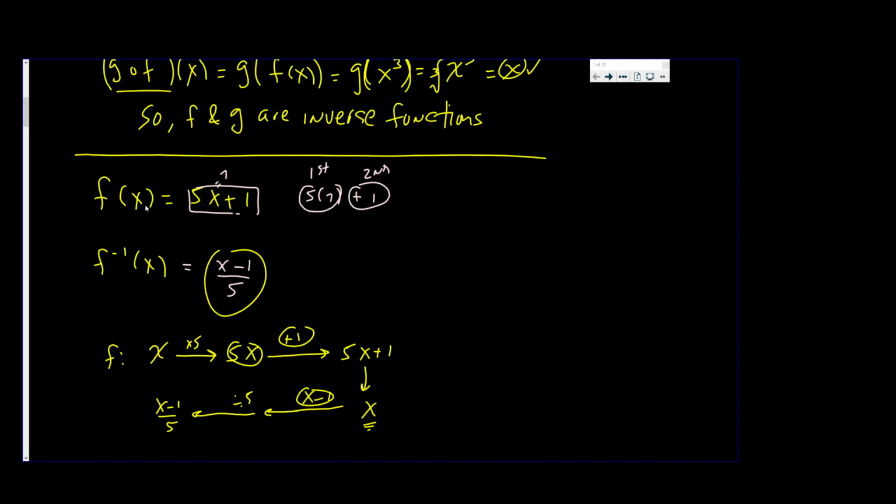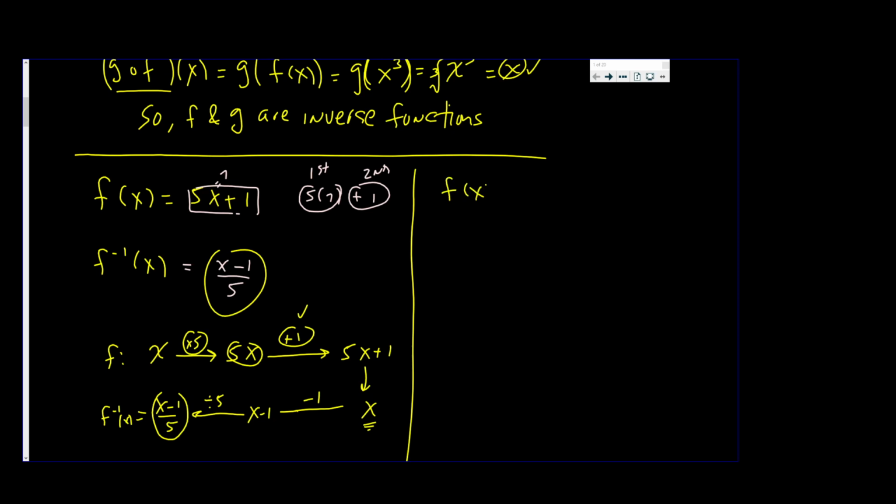So, let me do it with the same notation that I did before. To undo adding the 1, we take away 1. So now you have x minus 1. And to undo multiplying by 5, you divide by 5. What you get here, that's f inverse of x.